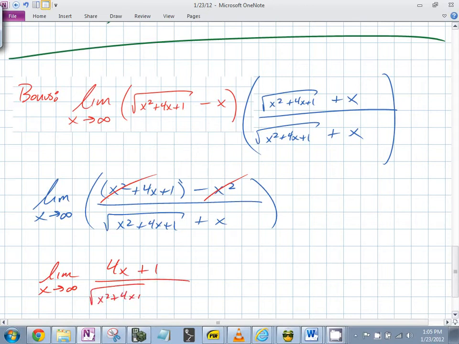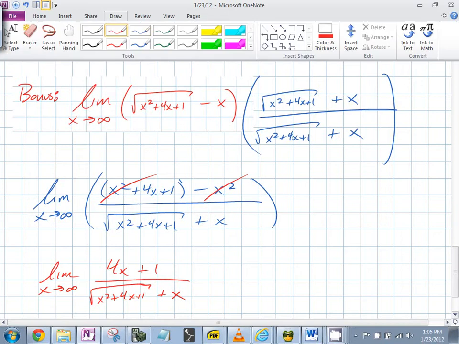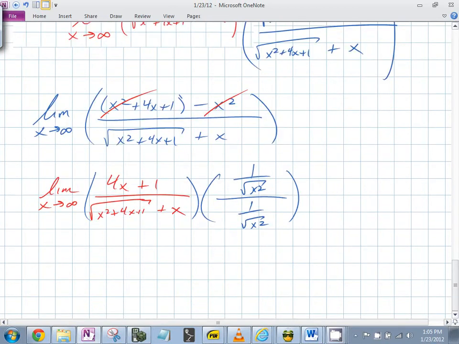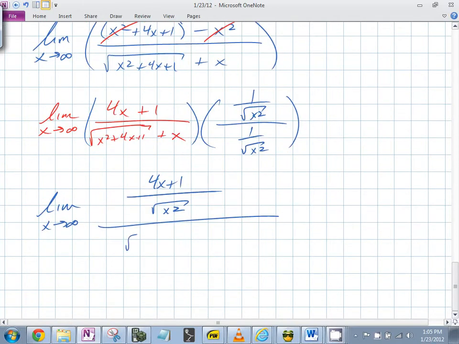Now, what do you have to do to attack this one? Someone said it as the first thing they thought you should do. What are we going to multiply by? 1 over the square root of x squared. Why do we do that? Because the top turns into 4x plus 1 over this. And what's the bottom turn into? Well, it turns into the square root of x squared plus 4x plus 1 plus x all over square root of x squared. Can we simplify that a little bit?